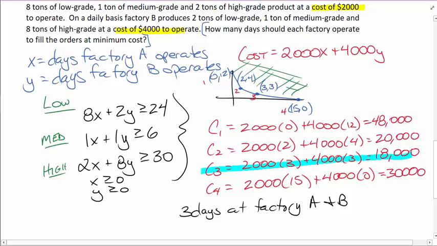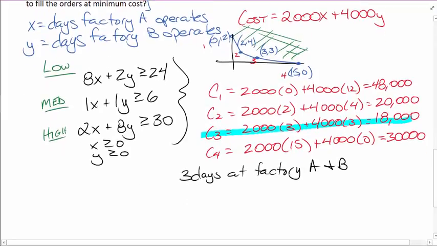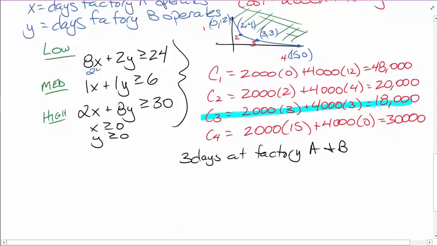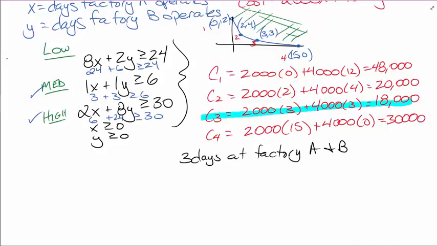Let's just verify that we met our criteria. For the low grade, we will use 3 and 3, which would give us 24 plus 6 needs to be greater than or equal to 24, and it is. 3 plus 3 needs to be greater than or equal to 6, and it is. And then 2x plus 8y, we would get 6 plus 24 needs to be greater than or equal to 30, and it is. We actually have here, for low grade, an excess of 6 tons.